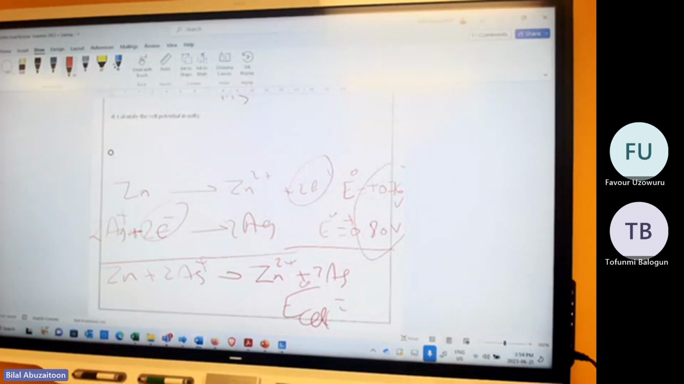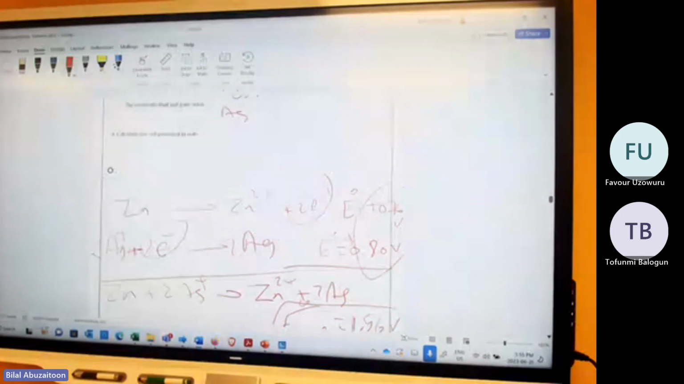1.56 volt, right? Yes. Questions? Now, in terms of the equations.